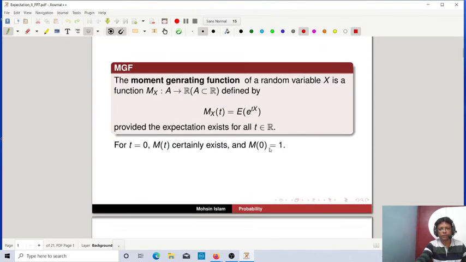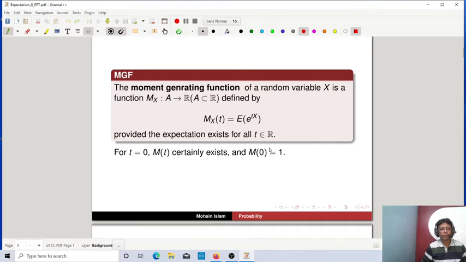So let us have the definition in the formal way. The moment generating function of a random variable X is a function denoted by M subscript X, from A to R, a real valued function, where A is a subset of R, defined by M_X(t) equal to the expectation of e to the power tX, provided the expectation exists for all t belonging to R. Already we defined the expectation in the previous class, expectation for the discrete distribution and expectation for the continuous distribution. So this is your moment generating function.